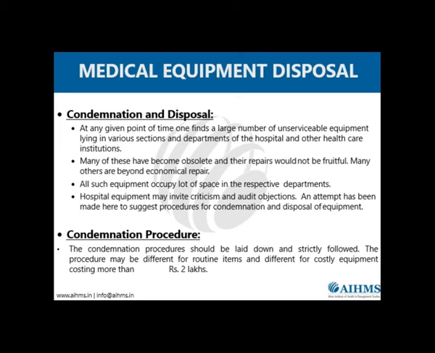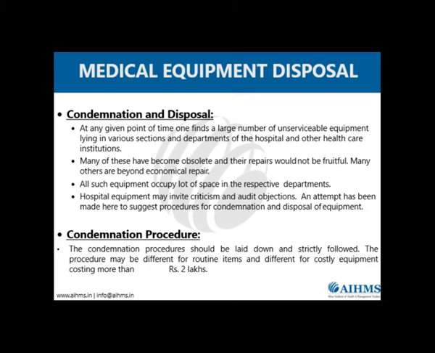Similarly, there is condemnation or disposal, and there is a way for the condemnation or the disposal. At a given point of time, one finds a large number of unserviceable equipment lying in various sections, and several departments of the hospital are involved. So you need to prepare a full-fledged list. Such equipment, not only from the point of functioning, but also occupies a lot of space in the respective departments, invites criticism, and can also pose problems during audits if you need to take an NABH certificate or a JCI certificate. Similarly, the condemnation process should be laid down and strictly followed.